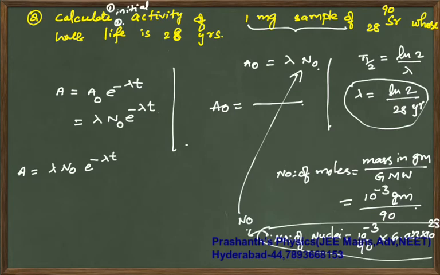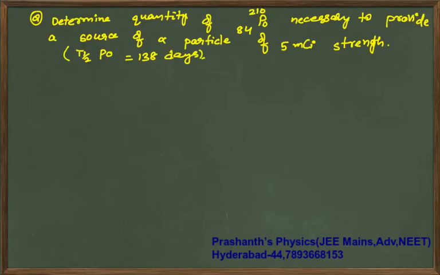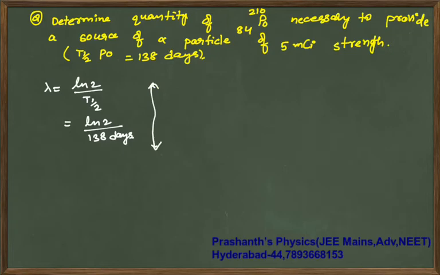Okay, the question is incomplete. I have corrected it. So please do try to answer this question. You are given the half life, so obviously you will get lambda. Lambda is ln 2 by t half, which is 138 days. Okay, so 5 millicurie strength is asked. So the initial activity is what he is talking of.